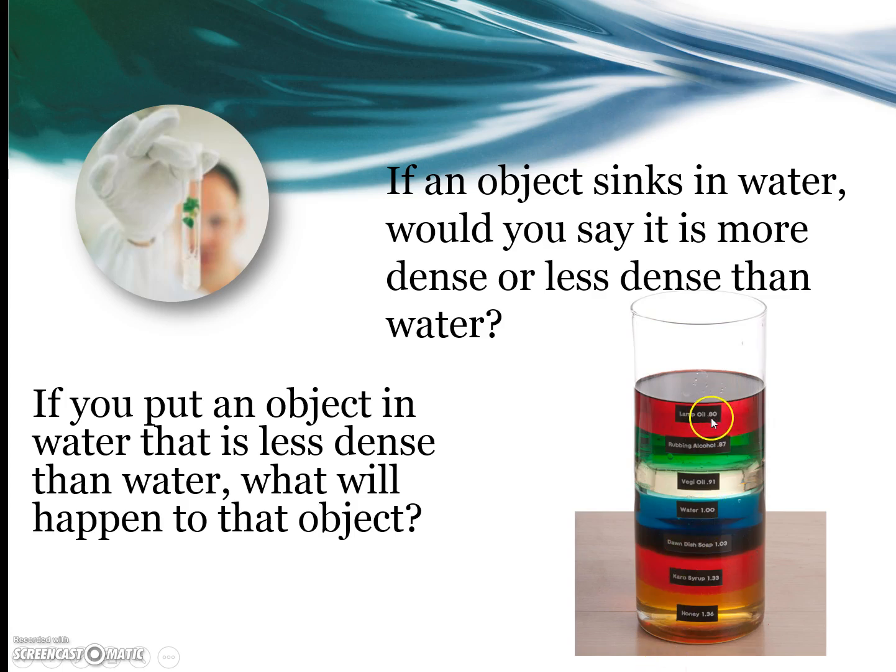Also, look at these numbers. This is 0.80, 0.87, 0.91, 1.0, 1.03, 1.33, and 1.36. So if you put an object in water that is less dense than water, what do you think would happen to that object? So honey actually is more dense than water, so therefore it sunk. And for our second question over here, if you put an object in water that is less dense than this 1.0, which are all these up here, what do you think is going to happen? Well, they are going to float. Okay?